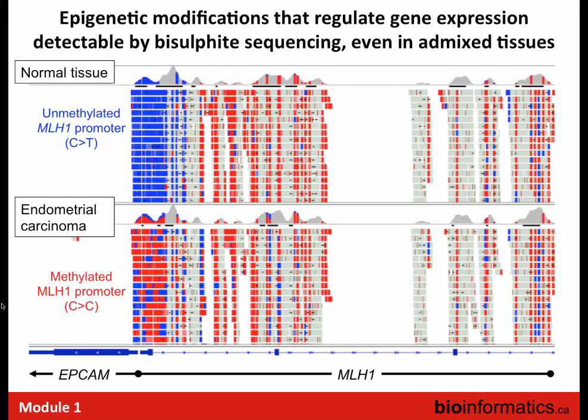The way to read this out by next generation sequencing is that unmethylated Cs become Ts, so we see these as piles of blue. In this case, this is an unmethylated promoter, so MLH1 is expressed. And in this cancer, there's actually methylation of this promoter, which shuts down expression of this specific gene.